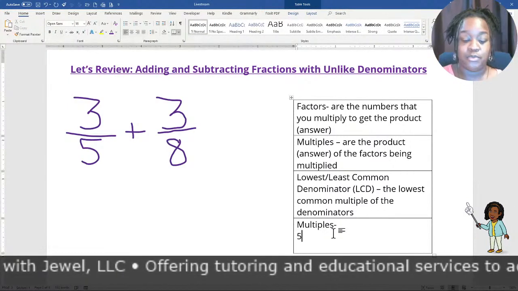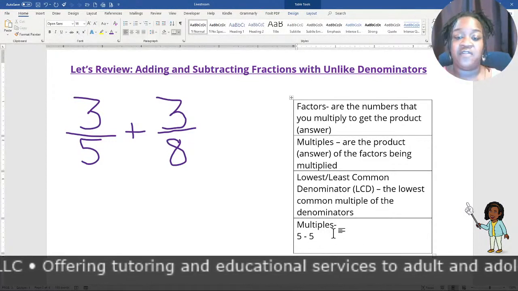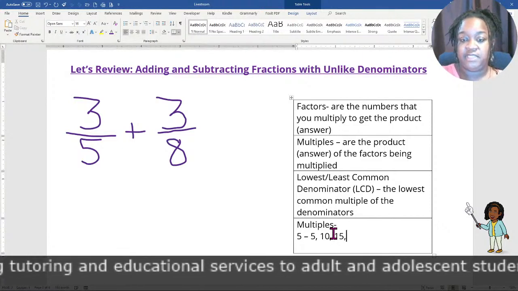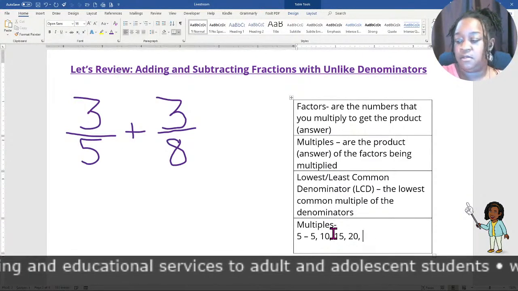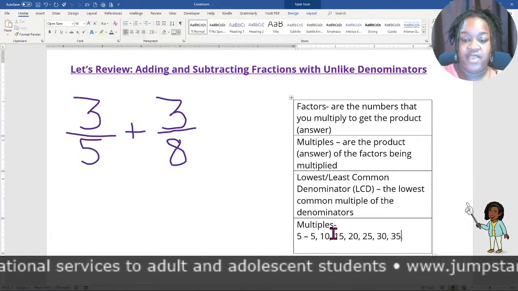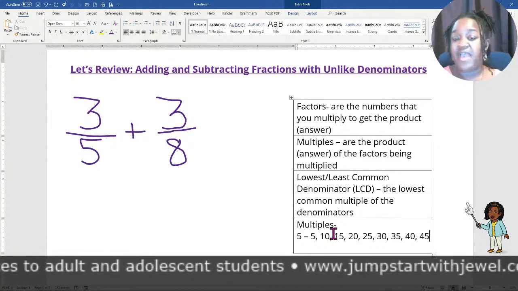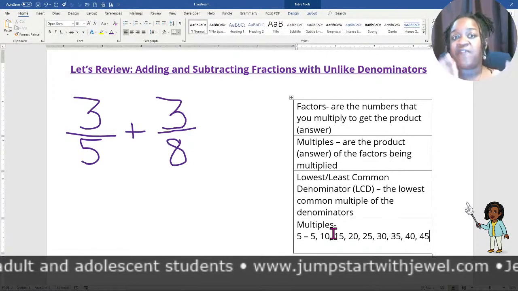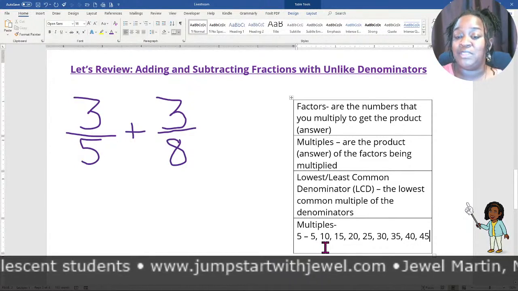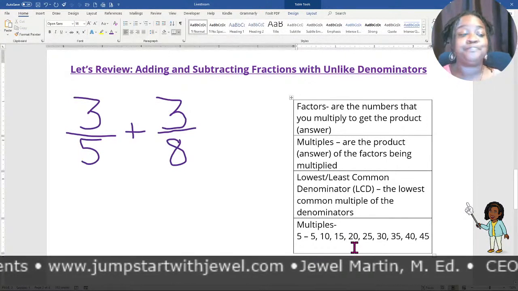So with our multiples of 5, if you think about skip counting by 5, or if you know your 5 facts: 5, 10, 15, 20, 25, 30, 35, 40, 45. So the multiples of 5, and all of those correlate with your 5 multiplication facts. 5 times 1 is 5, 5 times 2 is 10, 5 times 3 is 15, and so forth, okay?